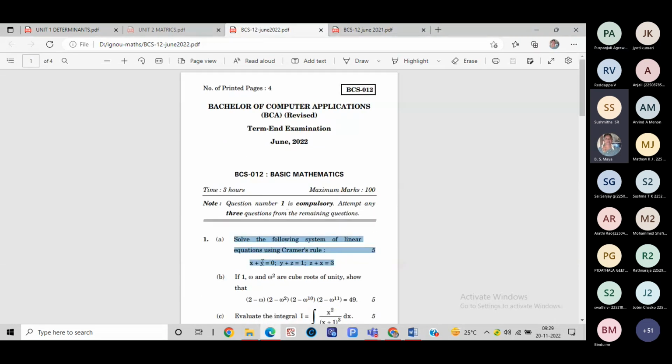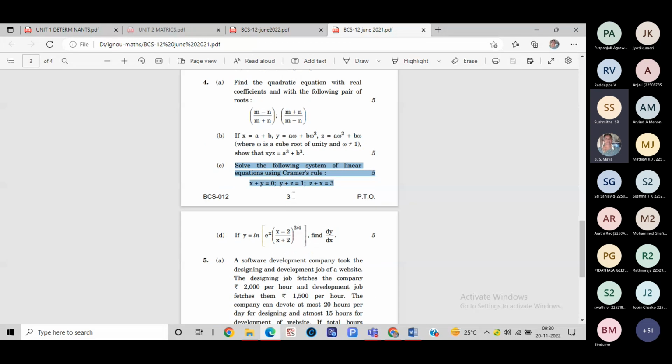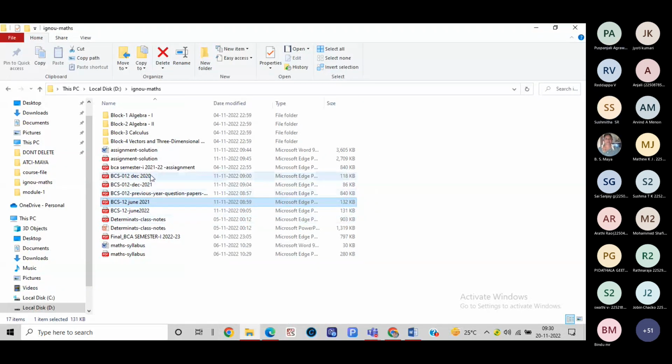In the 2022 paper, the first question is the same thing: x plus y is equal to 0, y plus z is equal to 0, z plus x is equal to 0. Clear? Yes, ma'am. If you go for the June 2021 paper, there also you will get the same question. Clear? Yes, ma'am.